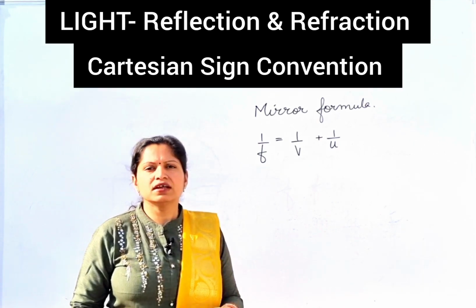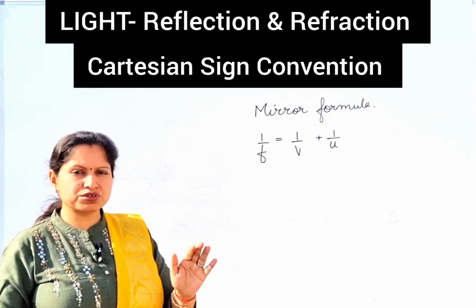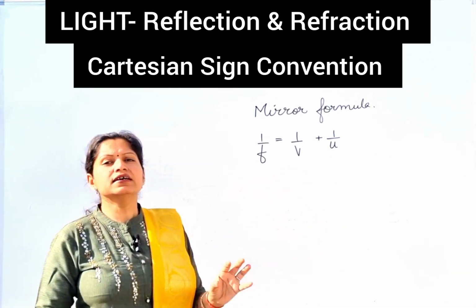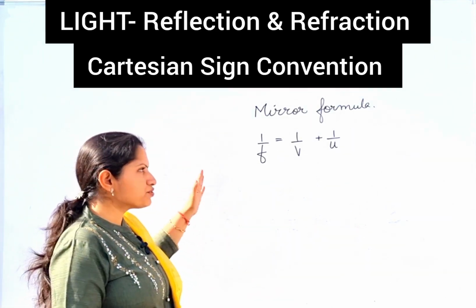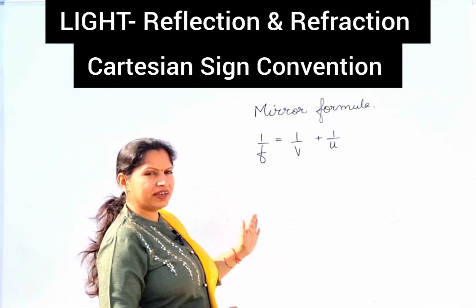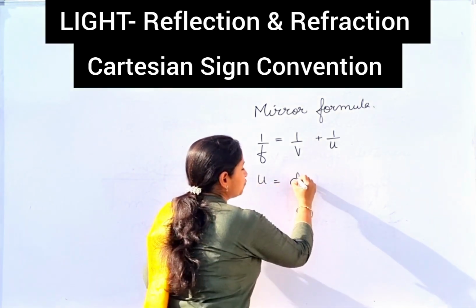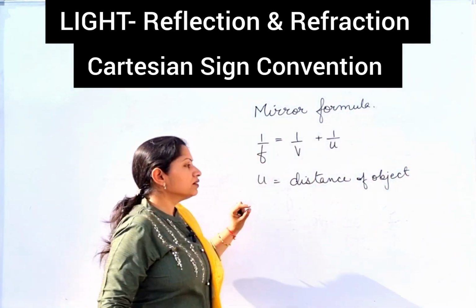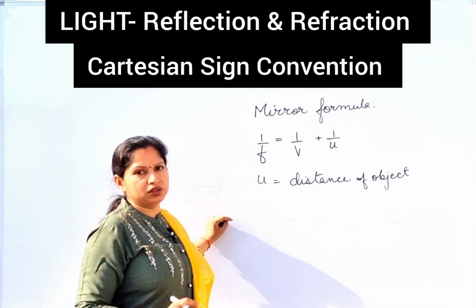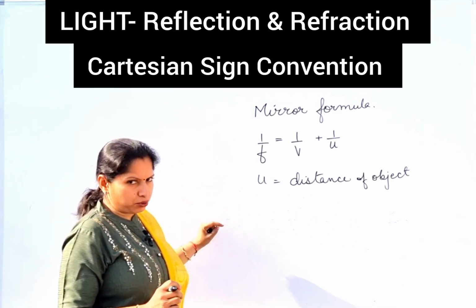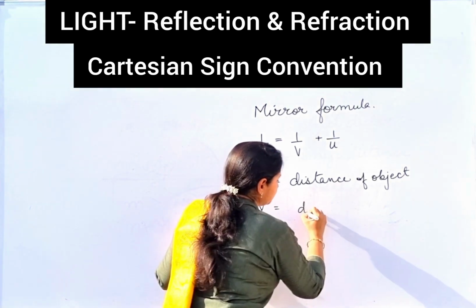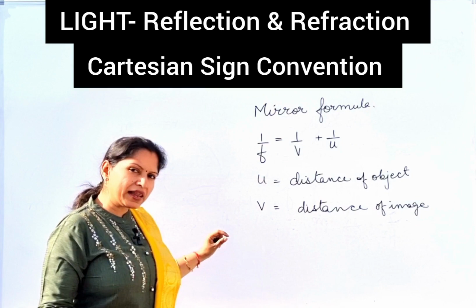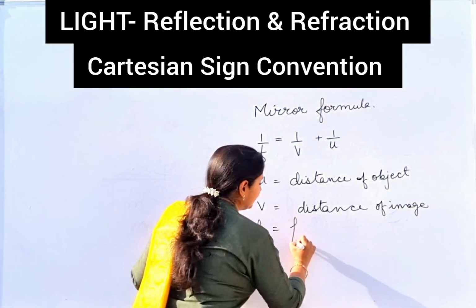For example, you are given that the object is placed at this position, and the focal length is given, and you are asked to calculate the distance of the image from the mirror. By using this formula, you can calculate this. But what is U, V and F? U is the distance of the object from the mirror. Distance of the object from the mirror means distance of the object from the pole. All the distances are calculated from the pole. V is the distance of the image. This distance of the image is also calculated from the pole, and F is the focal length of the mirror.